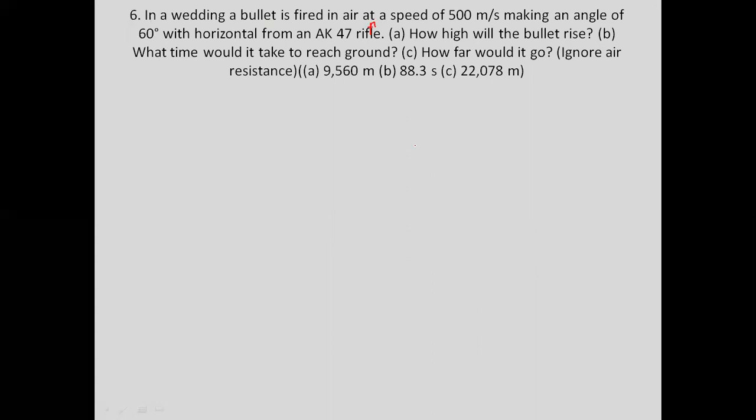Rifle. How high will the bullet rise? This is the first question. That means, what is the maximum height of the bullet? And part B is, what would be the time taken to reach the ground? That means, what would be the time it would take to reach the ground, the time of flight of that projectile. And the last part, part C, says how far would it go. That means the range is also required.